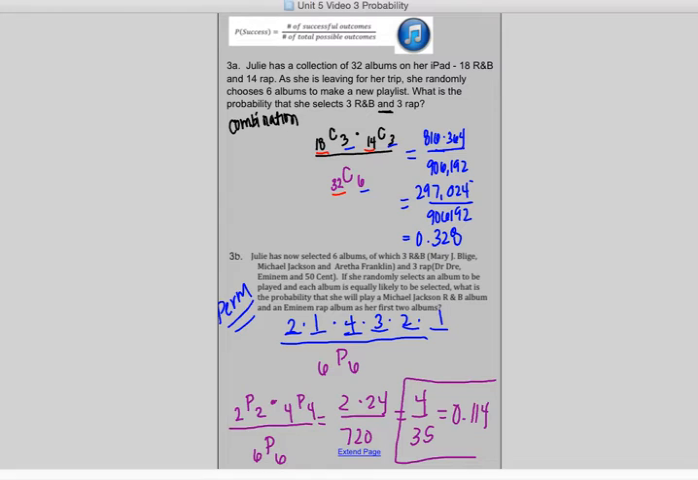Okay, so same scenario, but two different problems and how they're asked. So this one I'm just picking them, not putting them in order: combination. Here I am putting them in the order that I'm going to listen to them. It's a playlist, so it's a permutation.